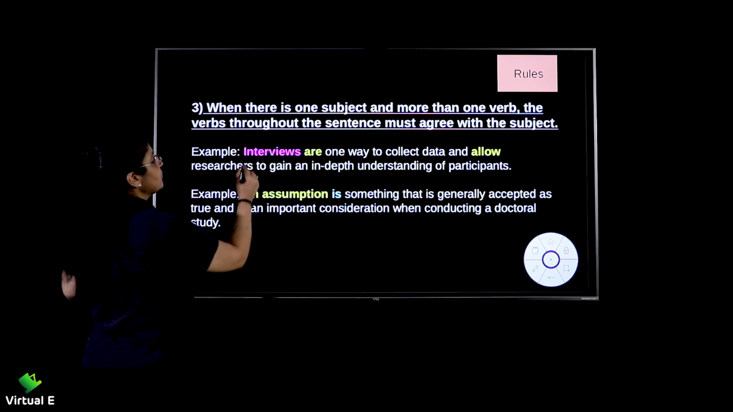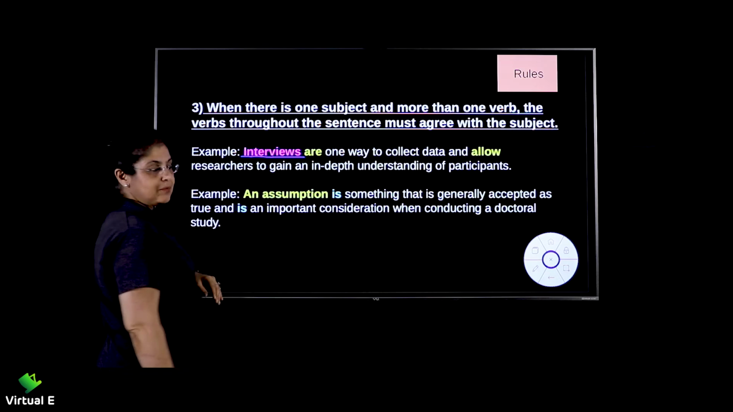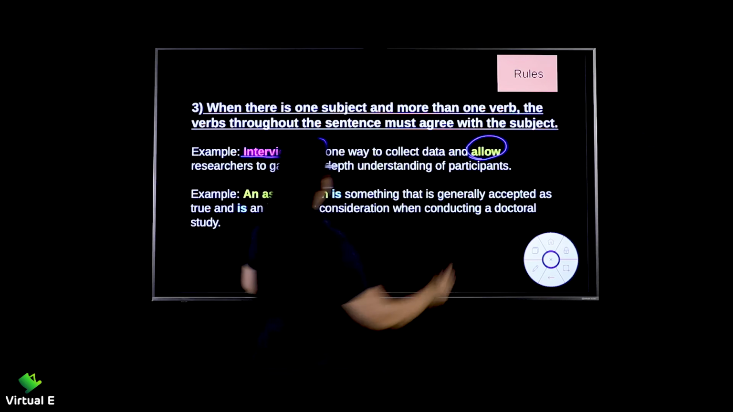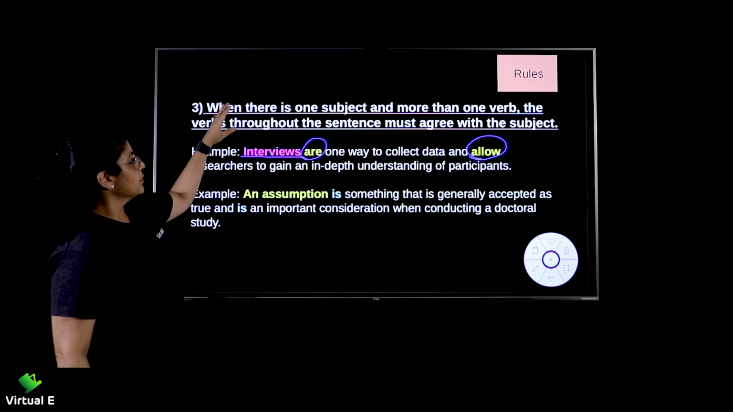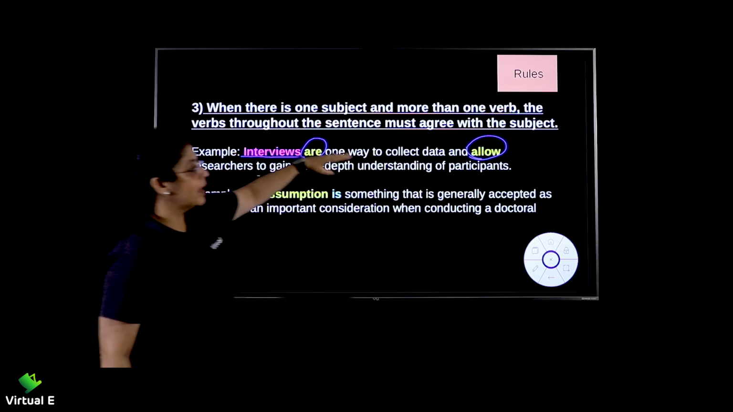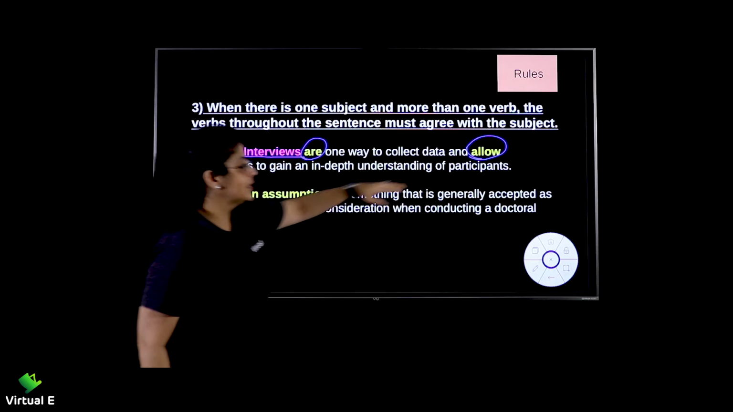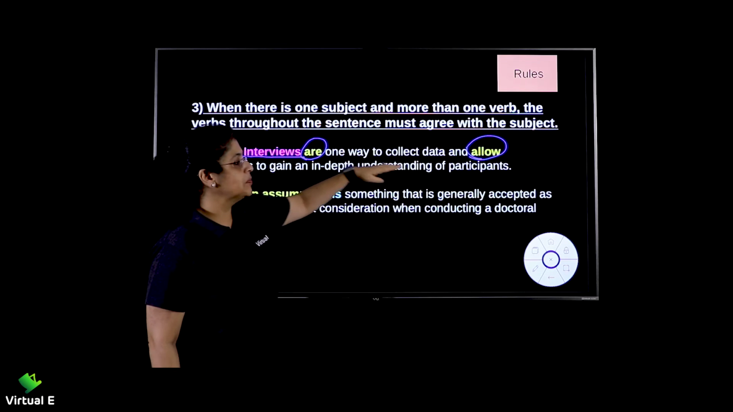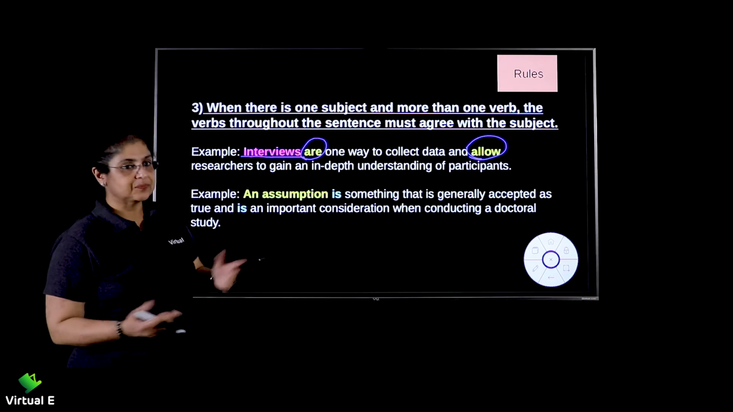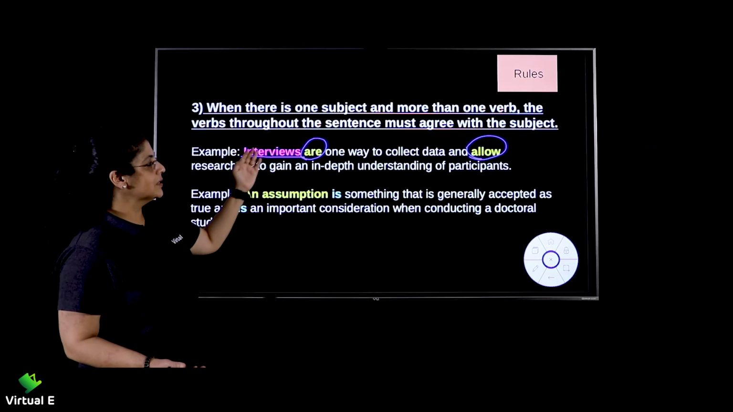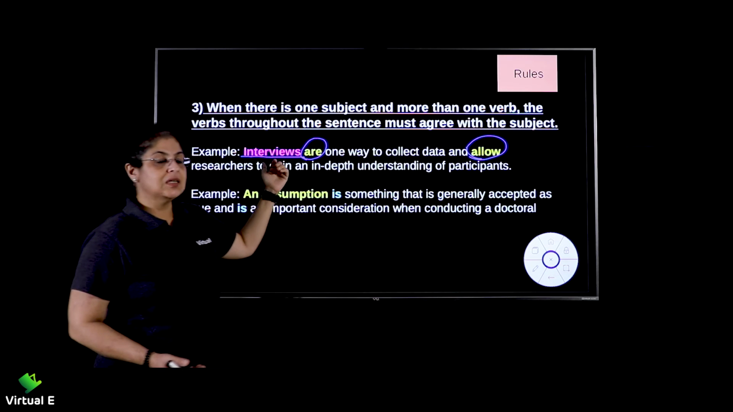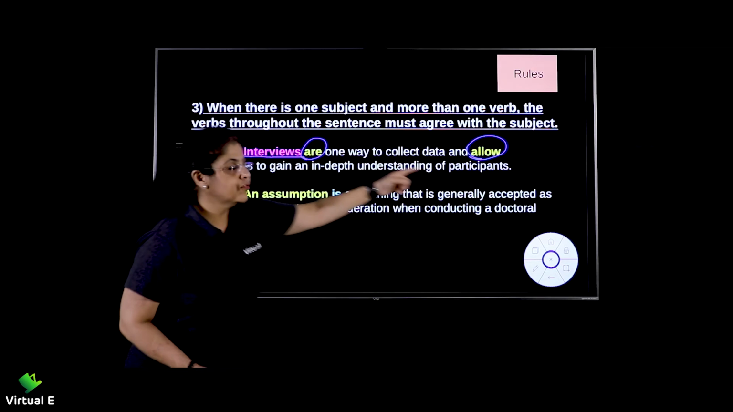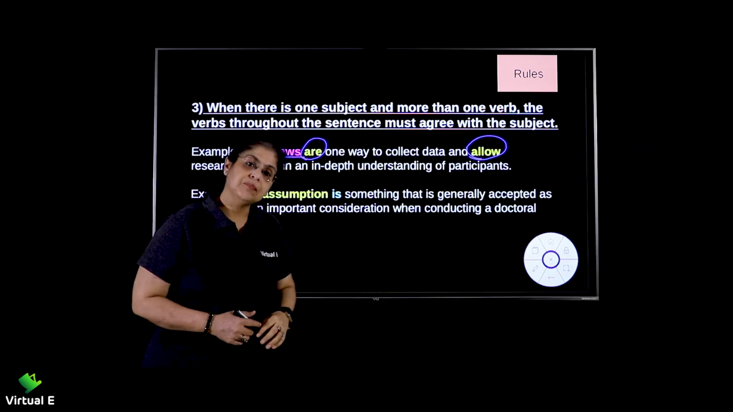So, here you see interviews, that's your subject. This is verb 1, this is verb 2, right? So, interviews are one way to collect data and allow researchers to gain an in-depth understanding of participants. Simple as that. Yes, you have two verbs and your subject remains the same. So, if your subject is in the plural, your verbs are also in the plural.